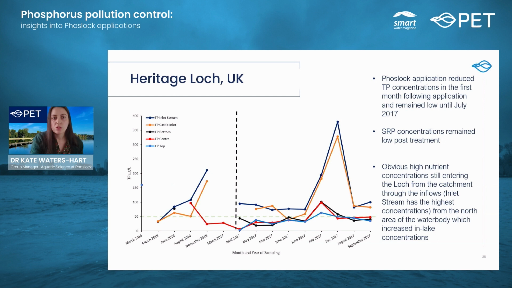So the vertical line shows where Phoslock was applied. As you can see, the Phoslock was able to reduce the phosphorus concentrations in the water body, but with the huge spike in inflows coming in from the catchment, you can see that there was an increase in the water body. However, this was only short and was able to reduce over time.